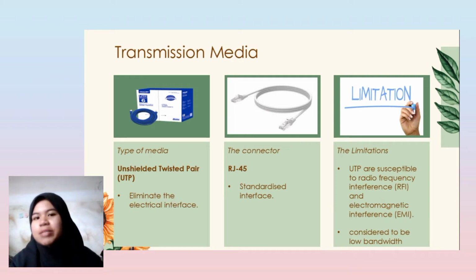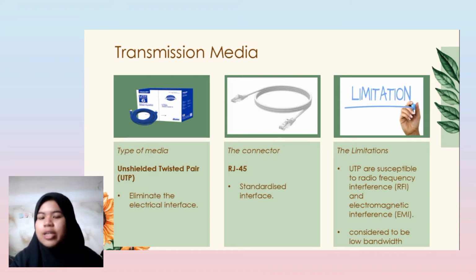Next, transmission media. In this case study, the type of media we use is unshielded twisted pair, known as UTP. It has 4 pairs of wires twisted inside to eliminate electrical interference. For the connector, we use RJ45. It has 8 pins connected by 8 copper lines and often connects a computer to a local area network, LAN, as it is a standardized interface.